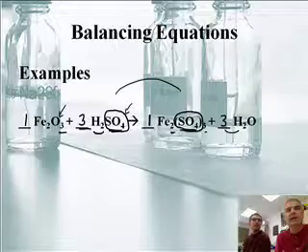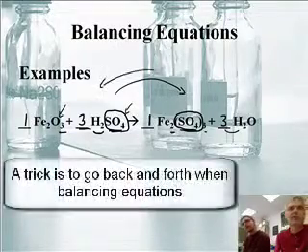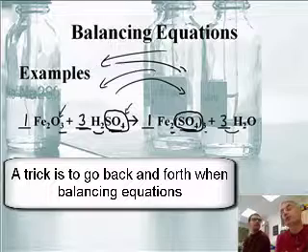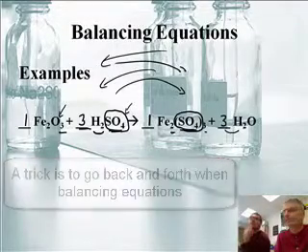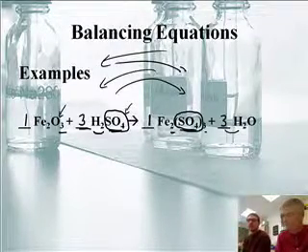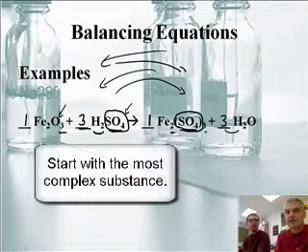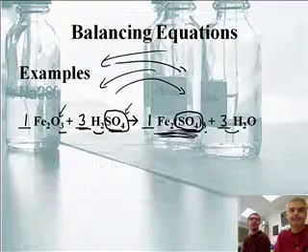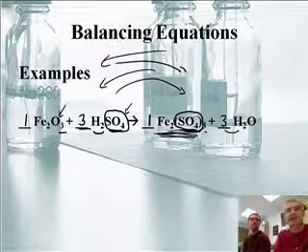There's this kind of thing, guys, where we go back and forth and forth and back. You just keep checking one element, or in this case, a group of elements, a polyion at a time. And one trick that I like to use is I always start with the most complicated substance in the reaction, which was this one here. Work from there. If you do that, usually it works fine. Sometimes you've got to double things.